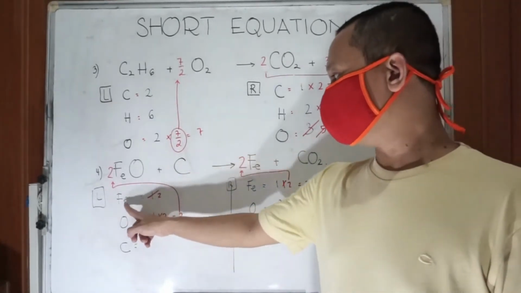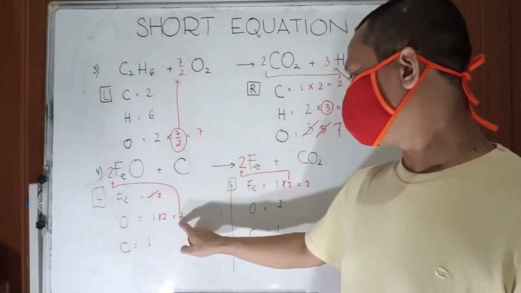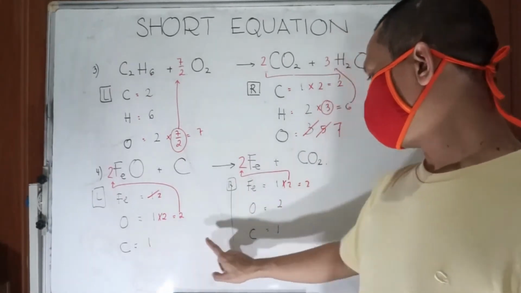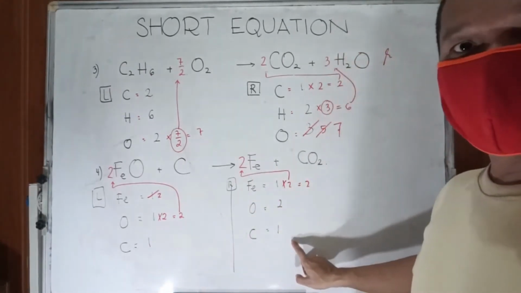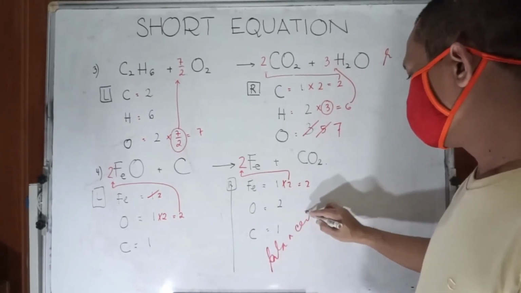Left, iron 2, right 2. Oxygen, left 2, right 2. Carbon, left 1, right 1. So the equation is balanced.